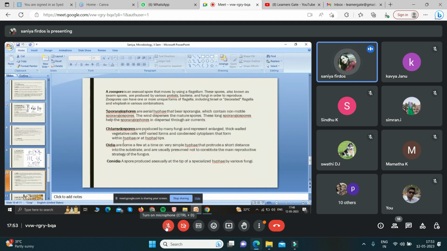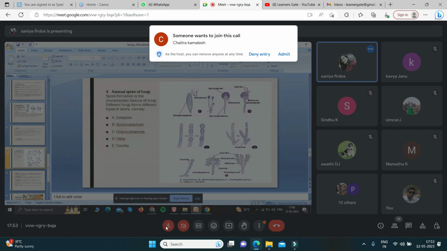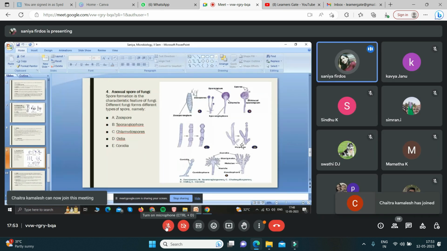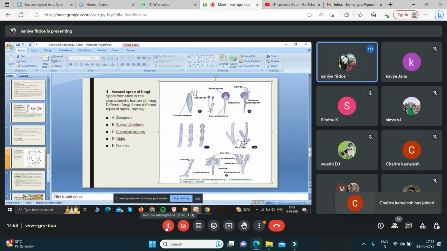Then chlamydospores are produced by many fungi and represent enlarged, thick-walled vegetative cells with varied forms and condensed cytoplasm that form within hyphae at the hyphal tips. Here, during this tip, they break down and form a new fungal cell or reproduce.